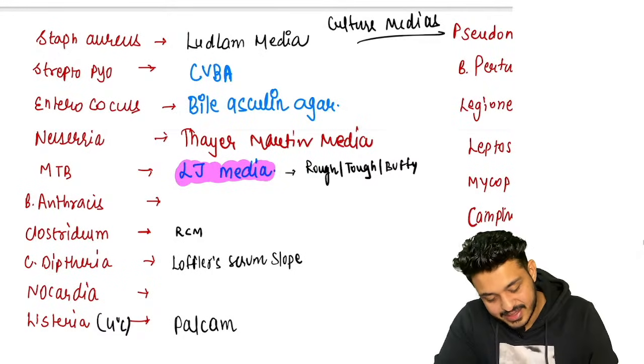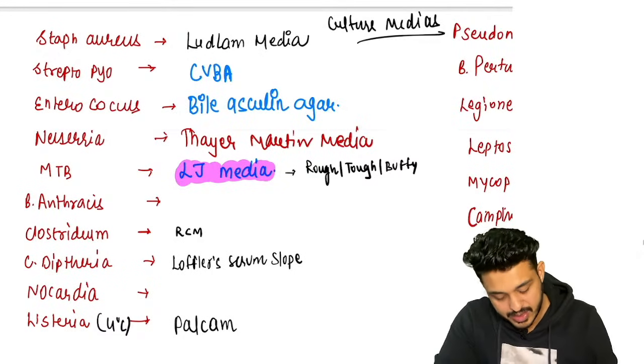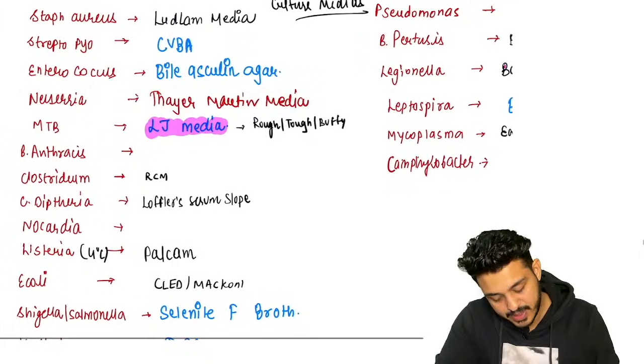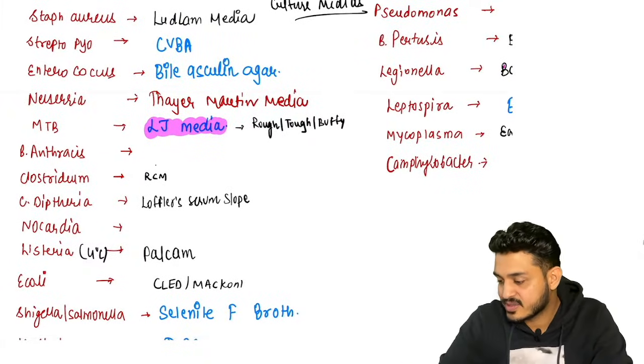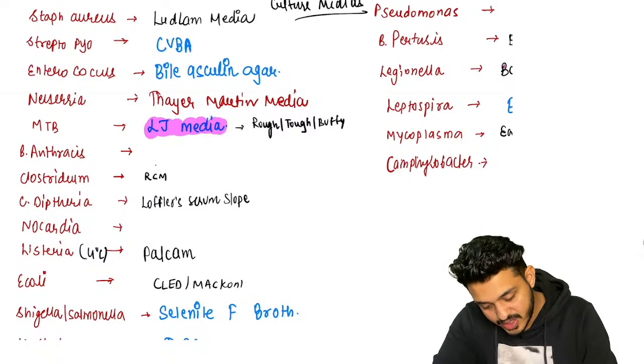For Bacillus anthracis, what is the culture media you are going to use? That is going to be what? Can you remember the appearance? Bacillus anthracis, try to tell me in the chat box. I'm waiting for that, right? Bacillus anthracis. Okay. Clostridium, we can use what?